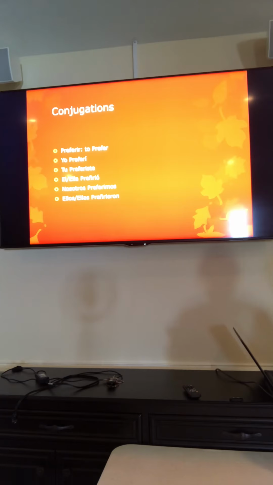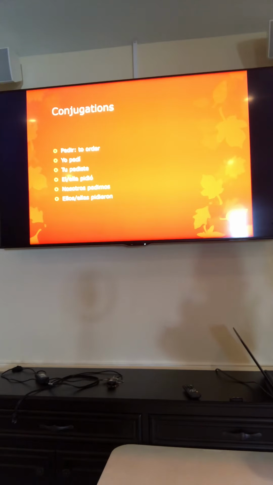All right, let's look at the next one. The next one is pedir. There it is, pedir. Pedir is to order. Pedir, the yo form, pedí, tú form, pediste, everything's normal so far, but here comes our first stem change, él, pidió. Nosotros goes back to normal, pedimos, and ellos pidieron.